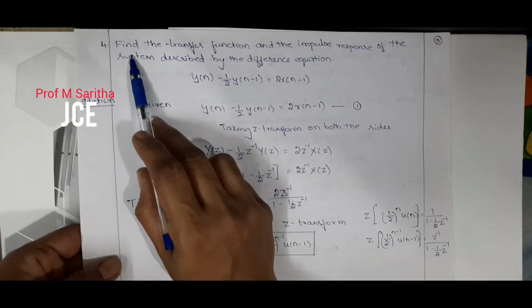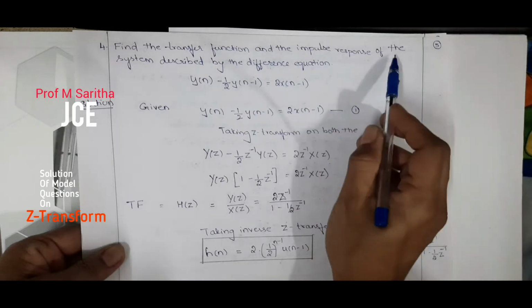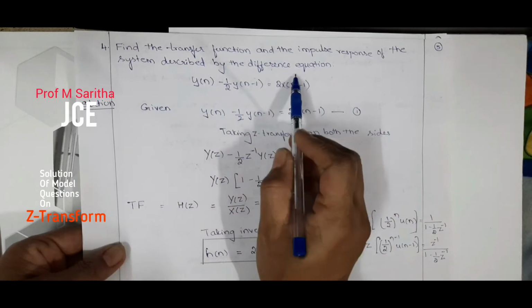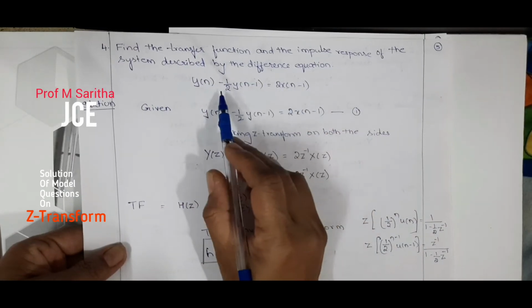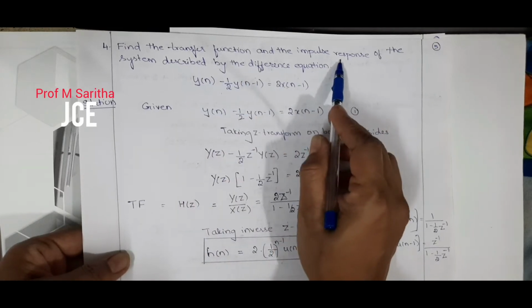Now let us solve some problems. Find the transfer function and the impulse response of the system described by the difference equation. Here the difference equation is given to you and you have to find the transfer function and also the impulse response.